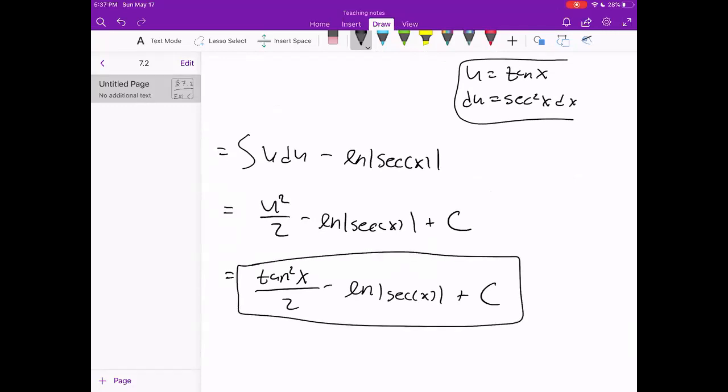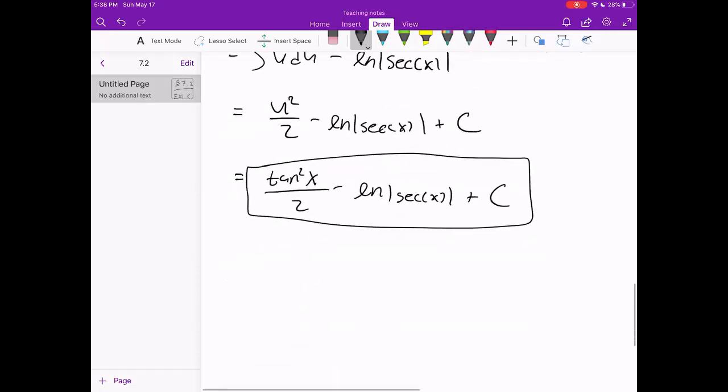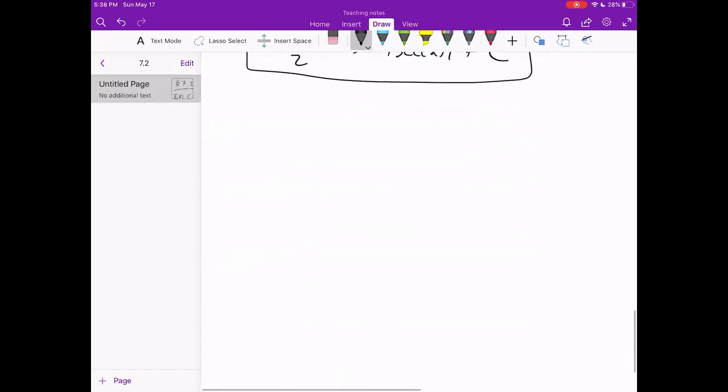This one, again, you kind of have to play around with it until you get something that you can work with. And that's not uncommon in integration. It is just a lot of, especially with these problems, playing around with identities until you get something that you can use. So let's move on to another example.